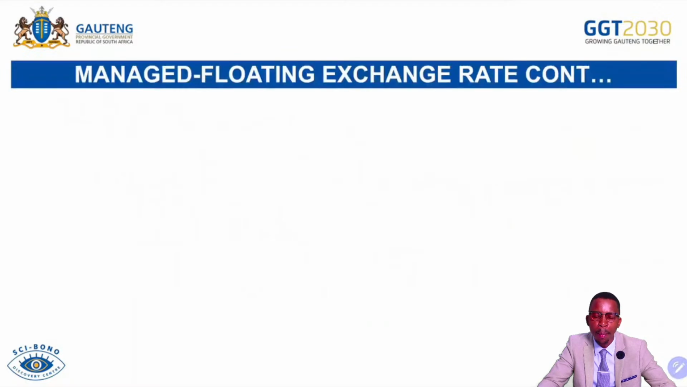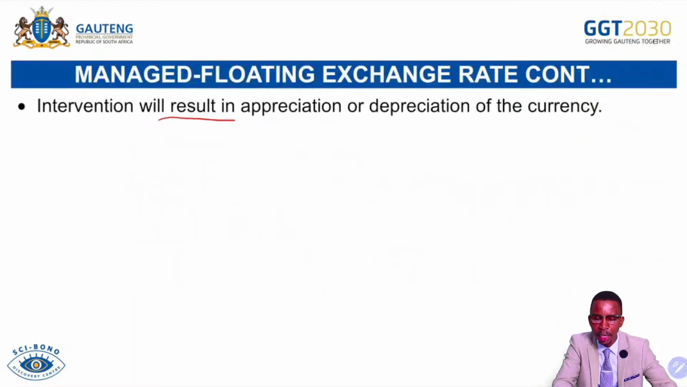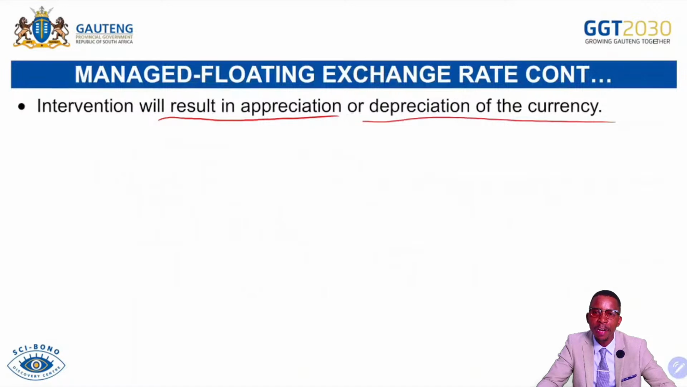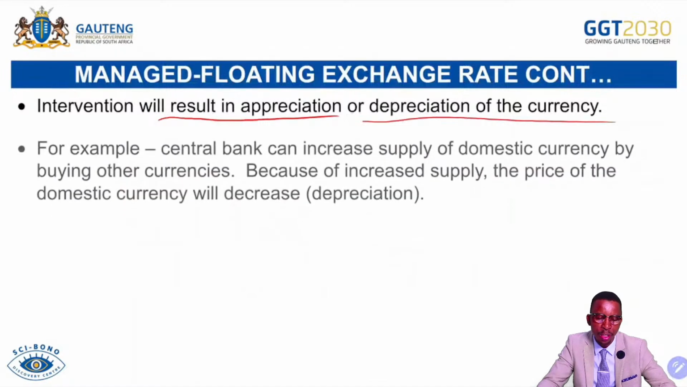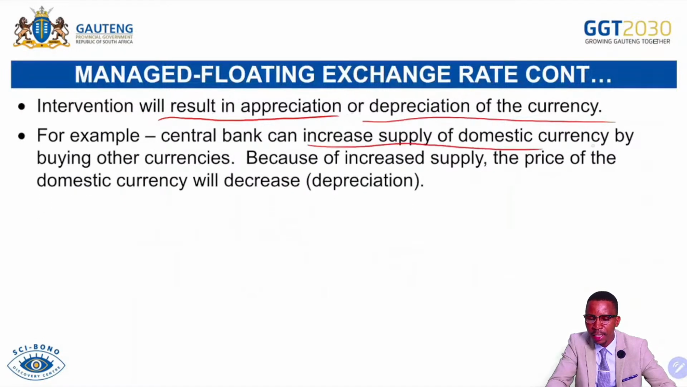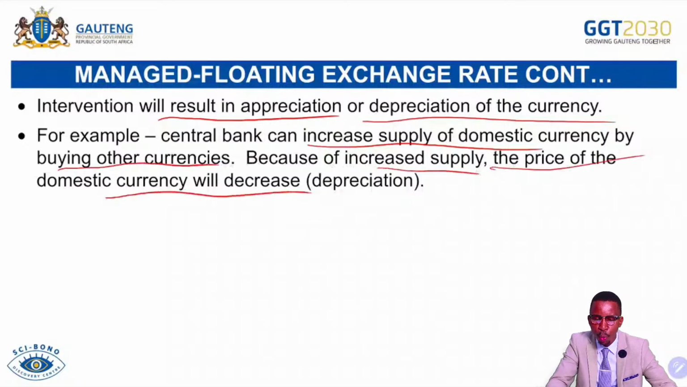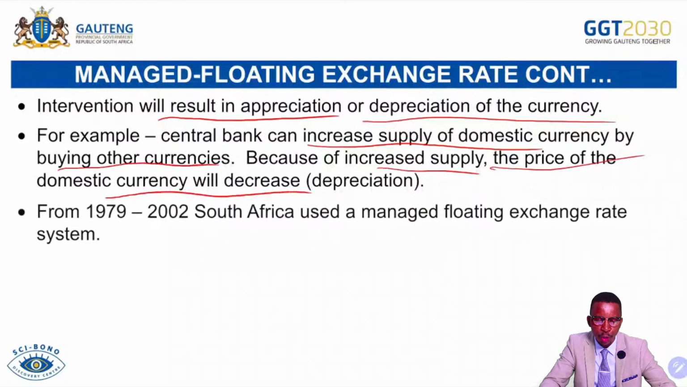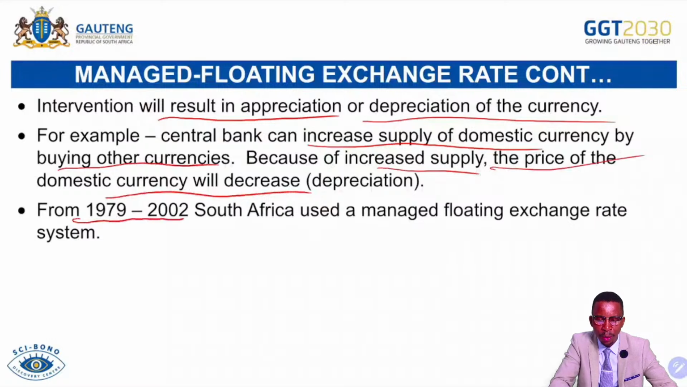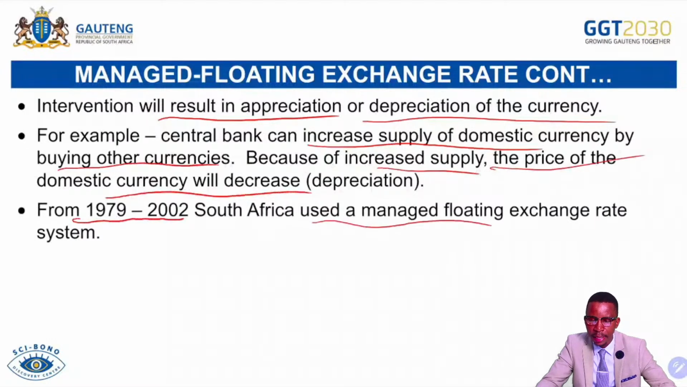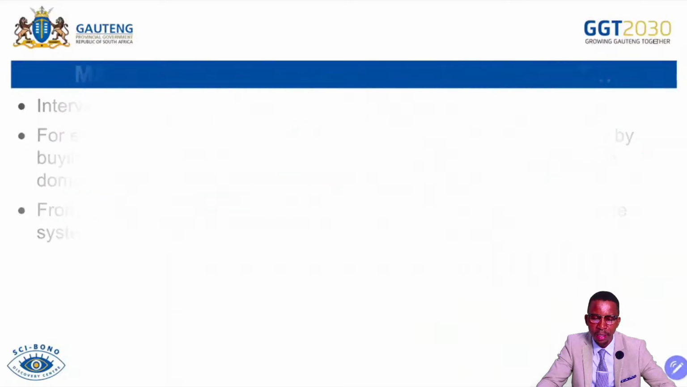Let's continue with this one. Intervention will result in the appreciation or depreciation of the currency. If ever there's any intervention, there can be appreciation or depreciation. For example, the central bank can increase the supply of domestic currency by buying other currencies. Because of the increase in supply, the price of the domestic currency will decrease, so depreciation. From 1979 to the beginning of 2002, South Africa used the managed floating exchange rate system. From then, South Africa moved to the free floating exchange rate.